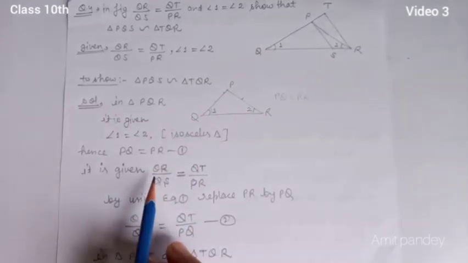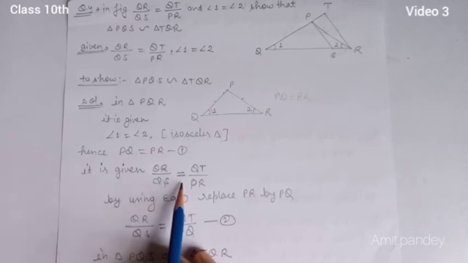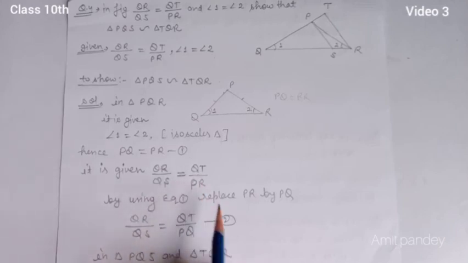Now it is given that QR upon QS equals QT upon PR. So students, by using equation 1, we just replace the value PR by PQ here. So QR by QS equals QT upon PQ. Mark it as equation 2.